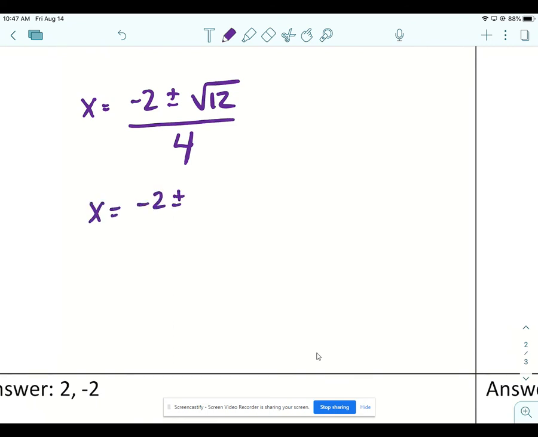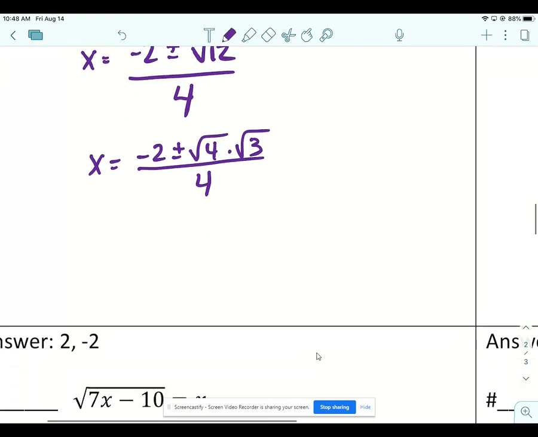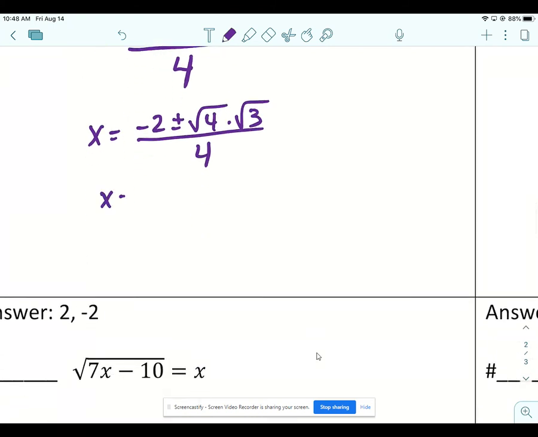So we need to reduce the square root of 12. So I'm going to do it a long process. If you can do it faster, go ahead. But we want to find a perfect square that goes into 12, which is 4. So I broke it down. It's the square root of 4 times the square root of 3. The square root of 4 is just regular 2.